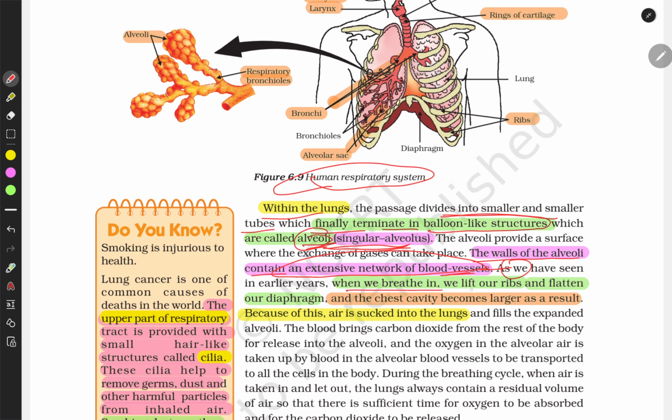When we breathe in, we lift our ribs and flatten our diaphragm. This is called the diaphragm, and the chest cavity becomes larger. As a result of this, the air is sucked into the lungs.